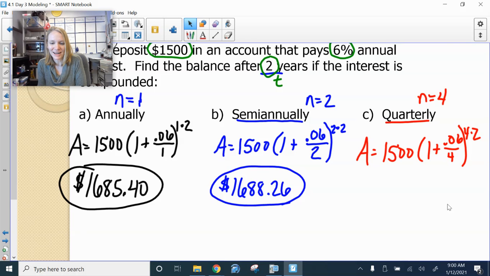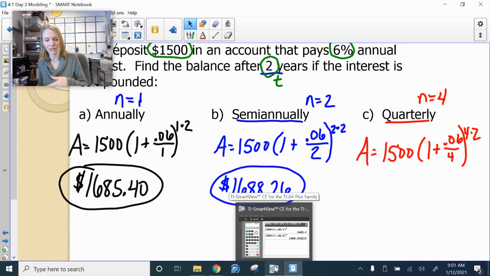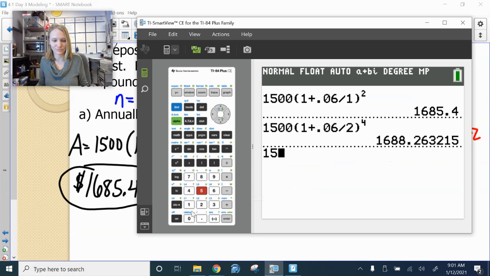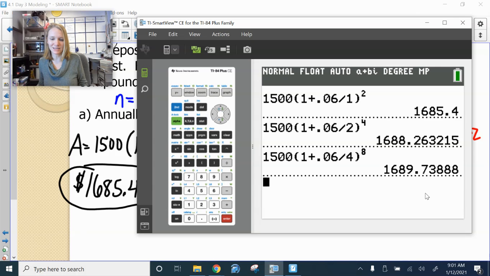Oh yeah. So now we have our quarterly. So we're saying our n is now 4, and we're just going to type this in, same thing. Is there a big change from semi-annually to quarterly? Let's find out. 1500, 1 plus 0.06. Now we're dividing it 4 times per year, but that means that 4 times per year for 2 years, you're actually going to raise it to the power of 8. 8 times will you receive interest. And now we get 1689.74, we'll call it.